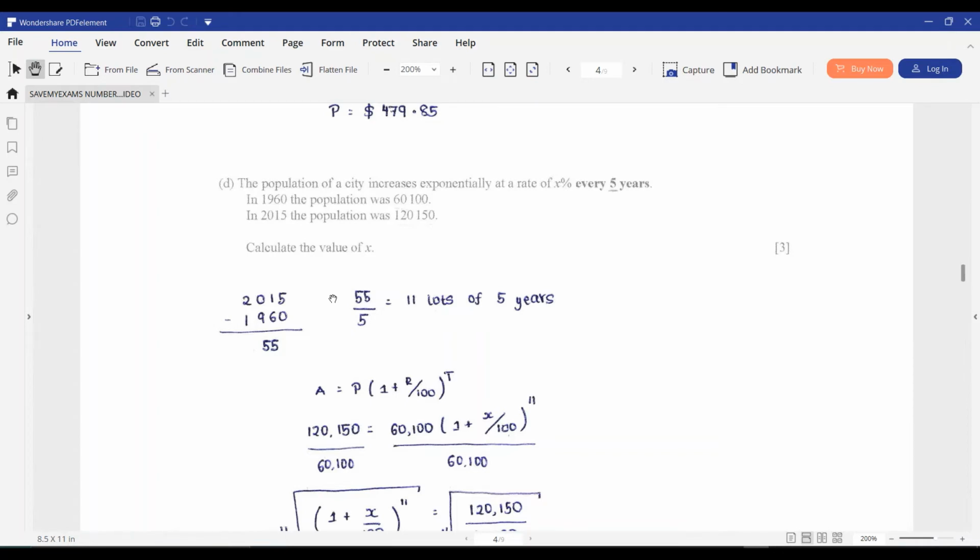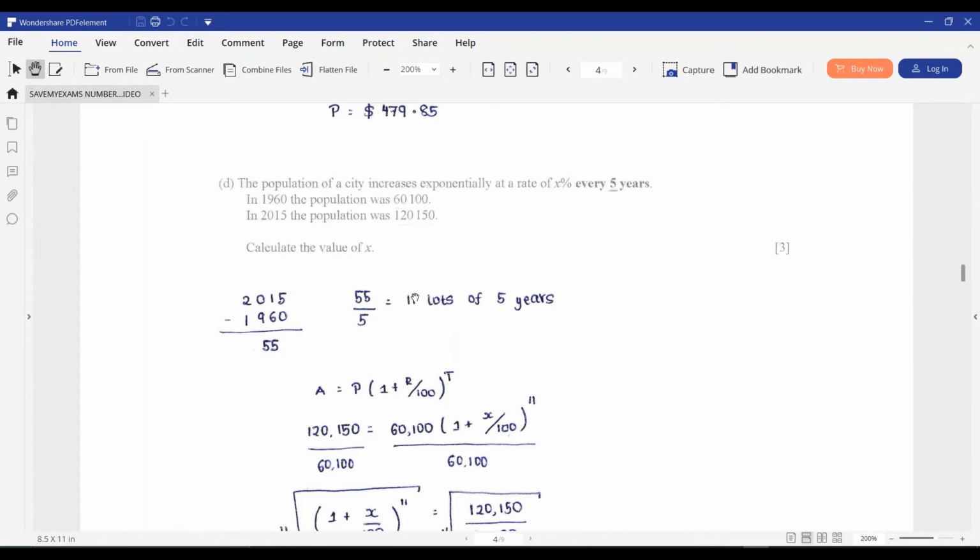In 1960, the population was 60,100. In 2015, the population was 120,150. Calculate the value of X. So the first thing we want to do is find the difference of years. The difference in years is 55. We would take this, divide by 5 to get 11 lots of 5 years.